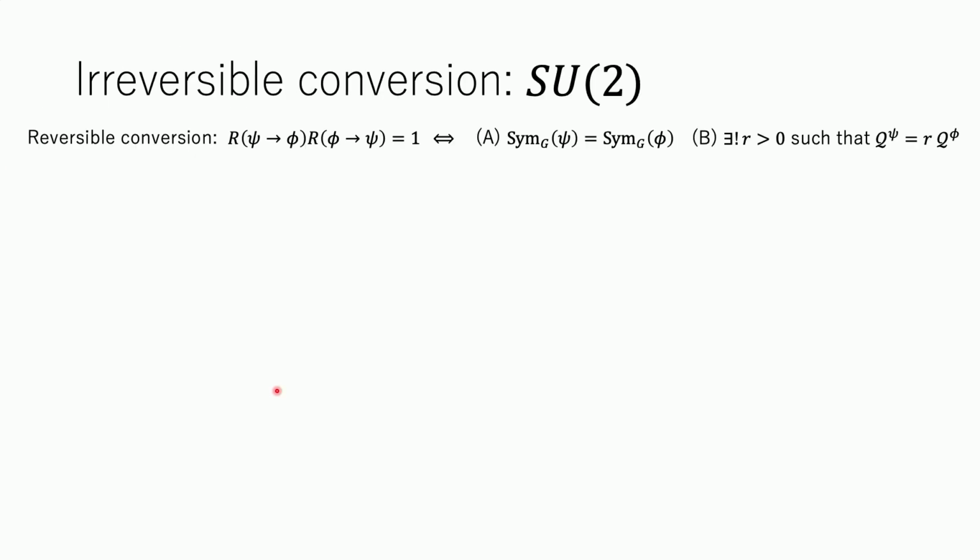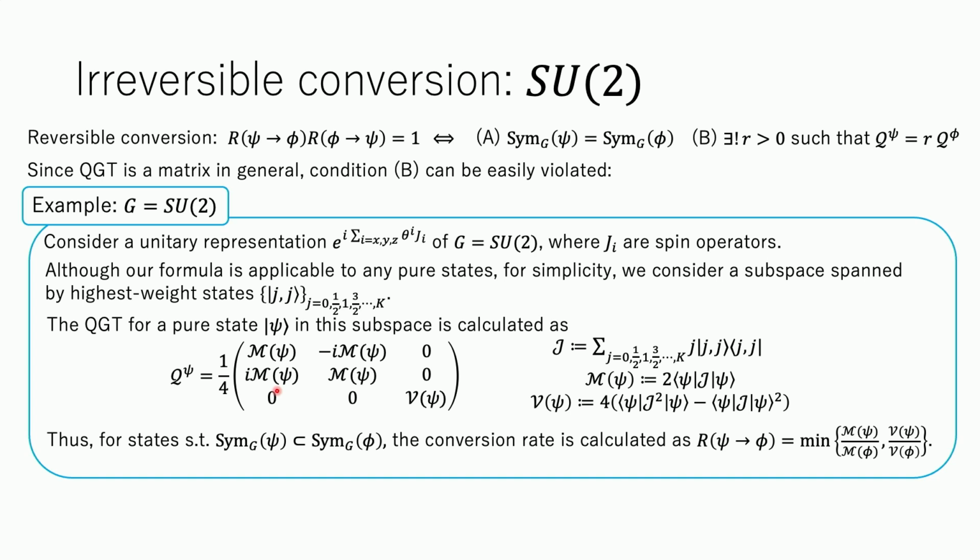So since we have now obtained a necessary and sufficient condition for reversible conversion, we can find examples where the conversion becomes irreversible. For example, the condition B is an equality between matrices, so this condition can be easily violated. As a simple example, we consider an SU(2) group. Although our formula is applicable to any pure state, for simplicity we confine ourselves to a subspace spanned by a highest weight state.